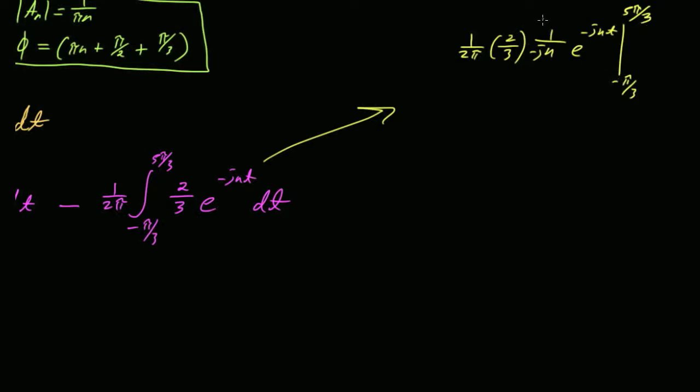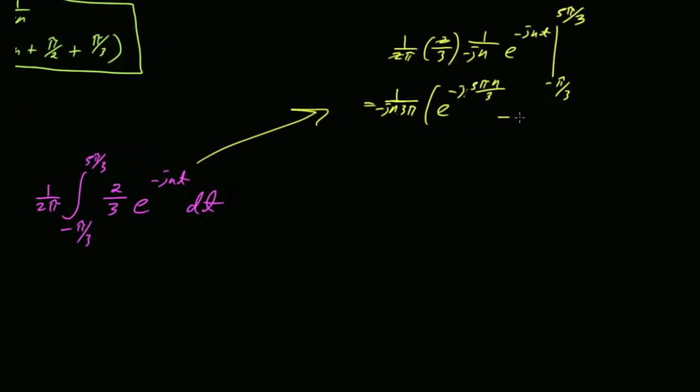All right, so let's see what we got. Those 2's cancel. That's 1 over 3 pi. We can bring the jn out. So that's minus jn. Is that good? And let's see what we've got now. So now we've got e to the minus j 5 pi n over 3 minus e to the j pi n over 3. Bleh. Have I screwed up yet? That's a legitimate question. I screw these things up all the time.